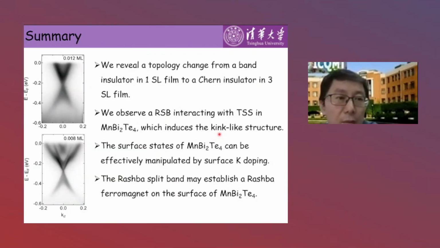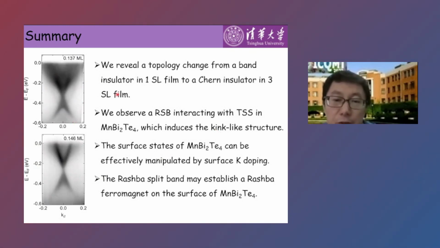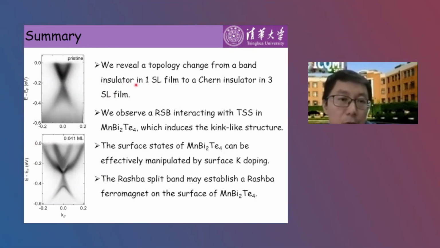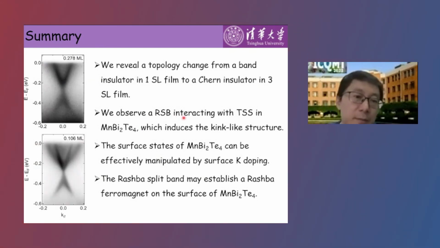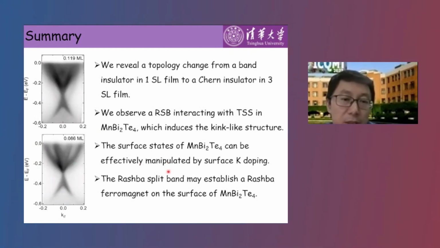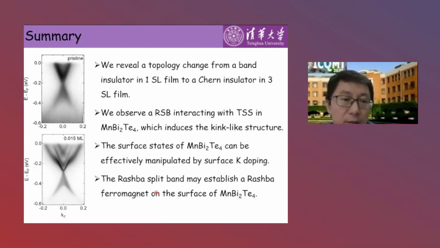Okay, I would like to summarize my results. We reveal a topological phase change from a trivial band insulator in 1 SL film to a Chern insulator in 3 SL film. We observe a Rashba split band interacting with the topological surface state in manganese bismuth telluride, which induces the kink-like structure. The surface states can be effectively manipulated by surface potassium doping, and the Rashba split band may establish a Rashba ferromagnet on the surface of the sample.